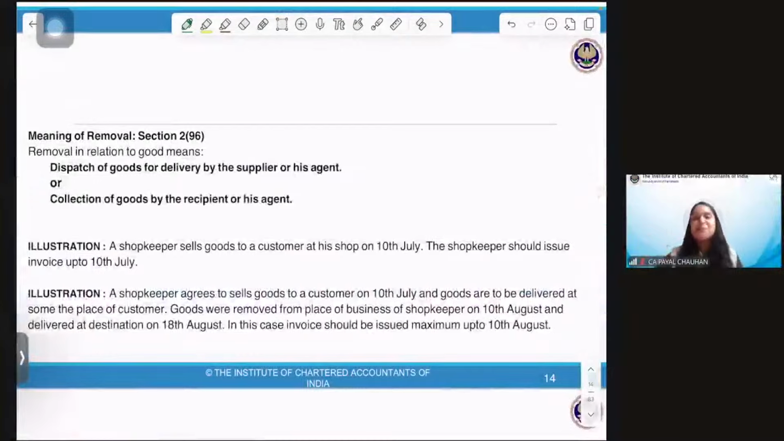Now, I'm hiding, right? If I send the goods to you on approval basis, I'm sending the goods to you on approval basis. I'll issue an invoice or a delivery challan. I'll issue an invoice.